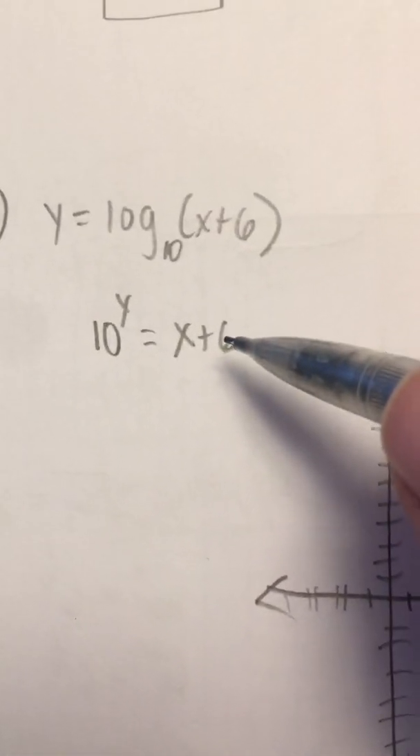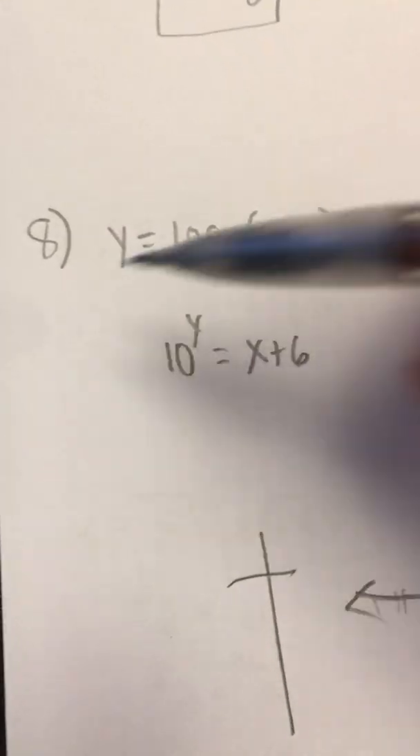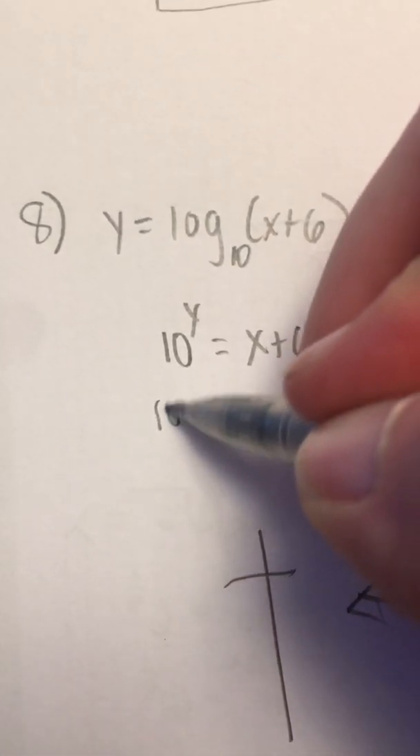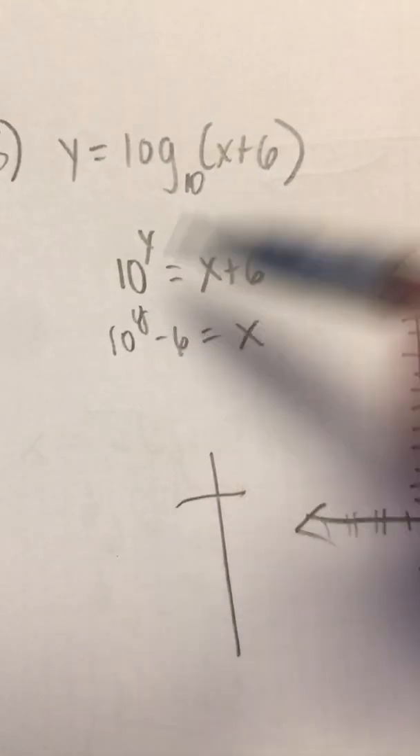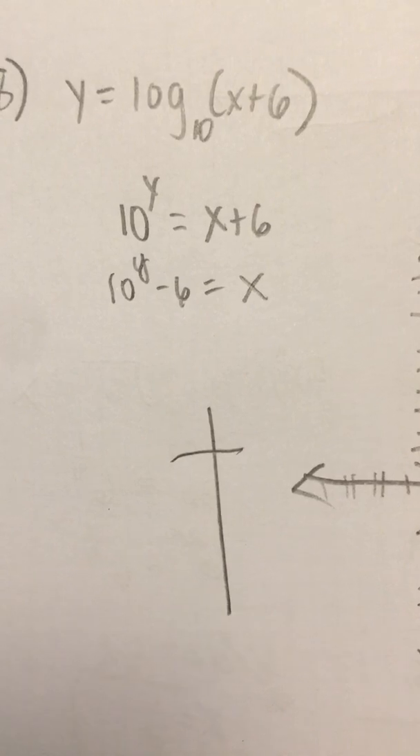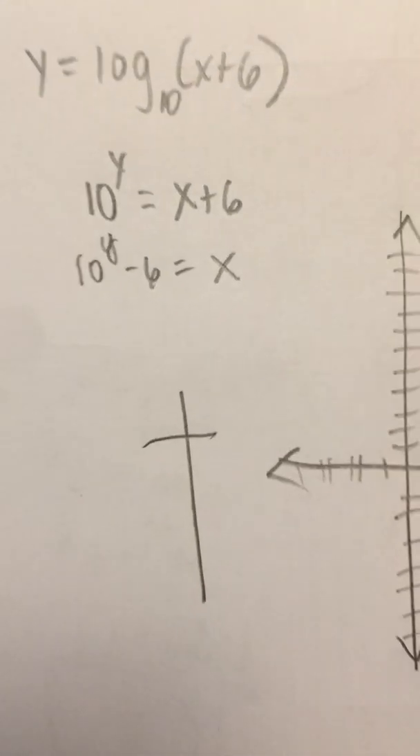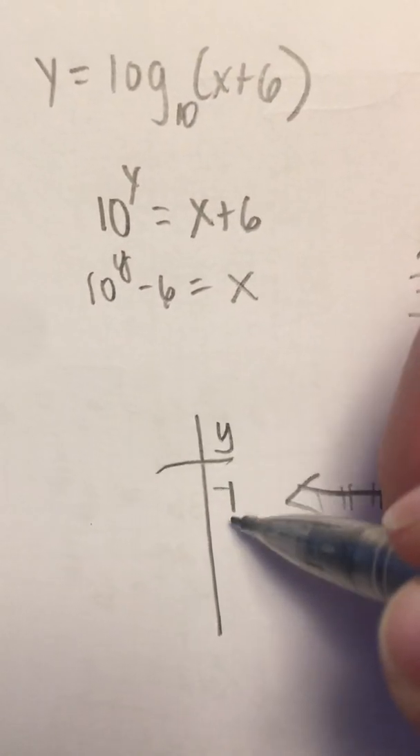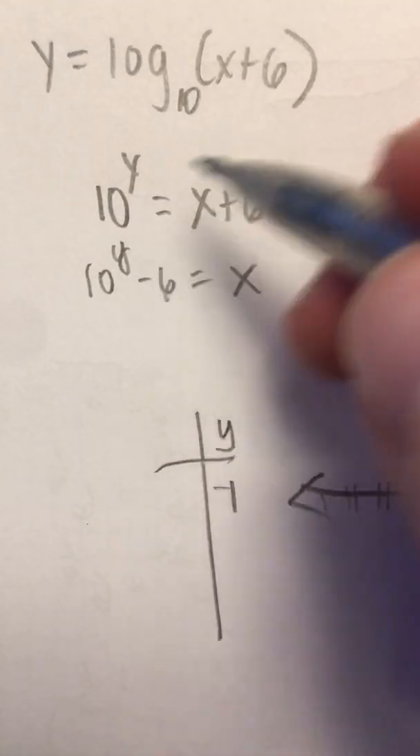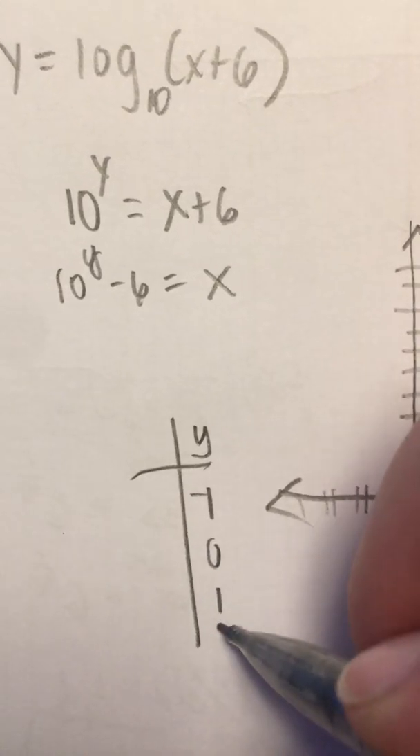And so I probably would still make a table, and I'd probably still pick my y values, but I'd also subtract over the 6 at the same time. So I'm going to write this as 10 to the y minus 6 equals x. So that once I pick what my y is, I can just subtract the 6 from there. And so I think I'm going to just use for y, I don't know, I guess I'll use -1, but I think I want to keep them positive because I don't want to have to deal with subtracting 6 and dealing with fractions. So I'm going to go -1, 0, 1, and 2.